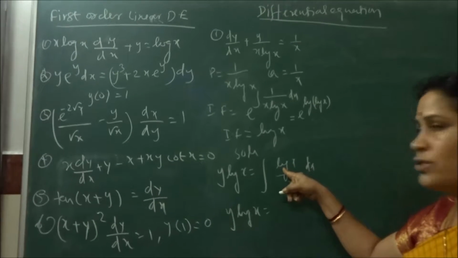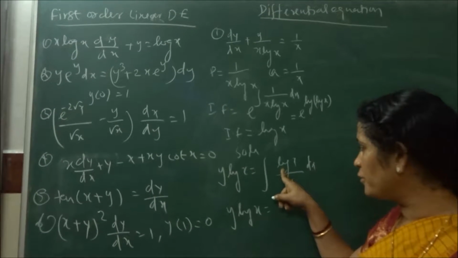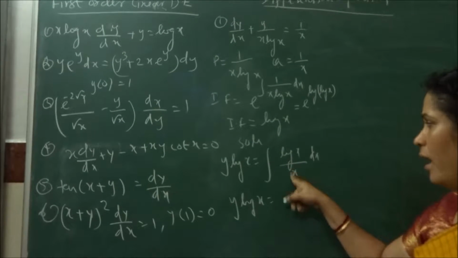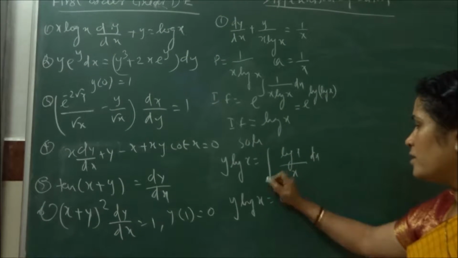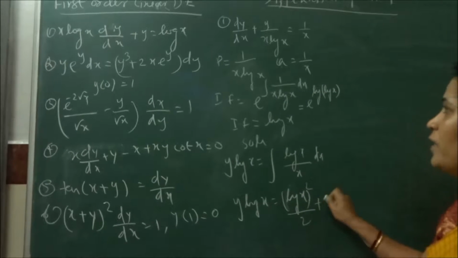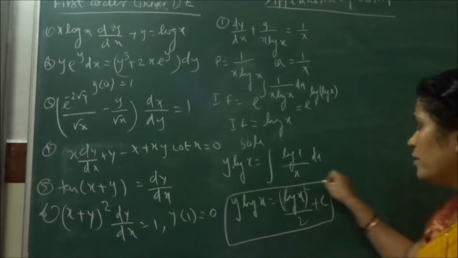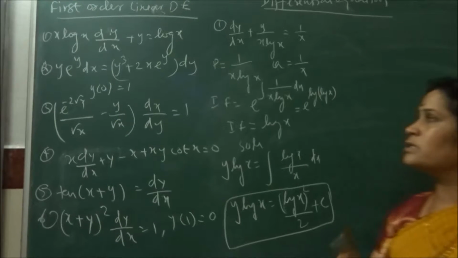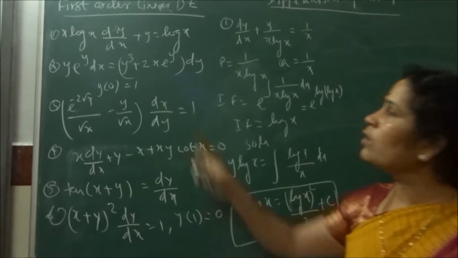If we do substitution, that is up to your choice. If we do substitution t, with its differentiation, I will get (log x)^2 / 2 + c. If they have given an initial value, substitute it. Otherwise leave it up to this. It is a very simple part. Okay, now come to another question.